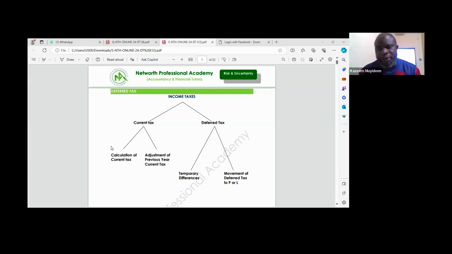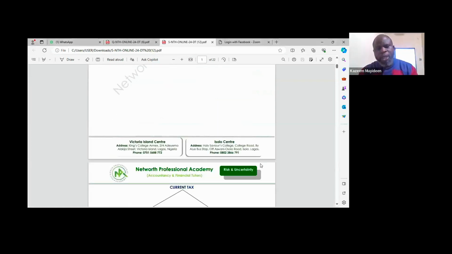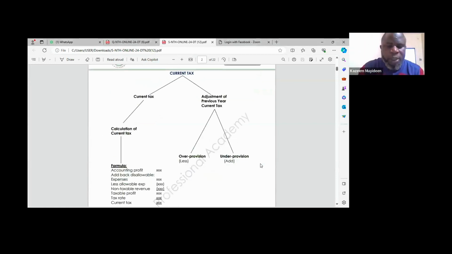Same thing, let's go to deferred tax. Deferred tax is about temporary difference. If they don't say temporary, they will say timing difference, meaning the same thing. Then the movement of deferred tax to P or L, good. These are things we need to know in deferred tax. But let's move forward. With what we have done last week, we need to conclude today so that we can move to the next topic.